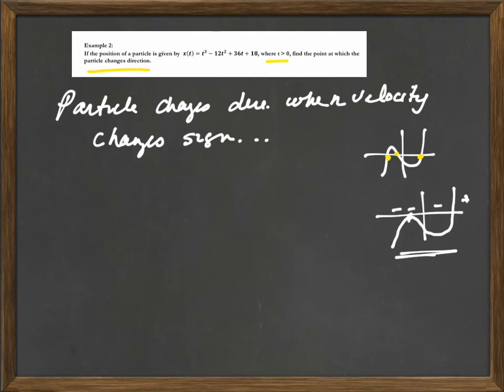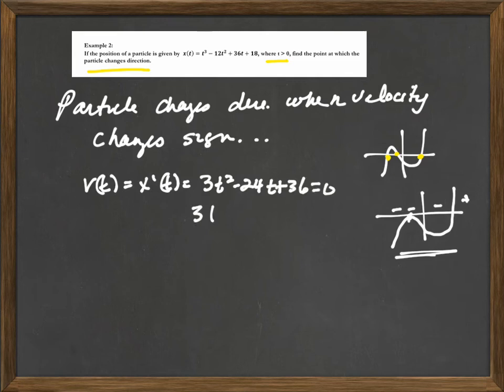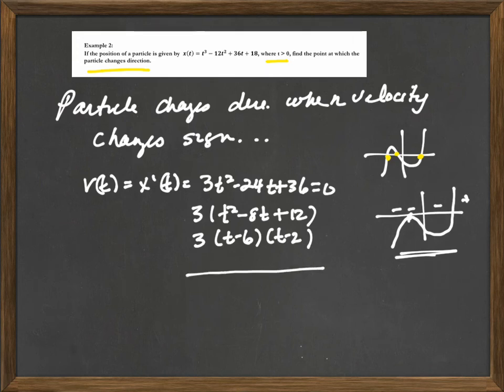For this one, you take the velocity, so you would say v of t is equal to x prime of t, which is equal to 3t squared minus 24t plus 36. You set that equal to 0. Let's factor out a 3, t squared minus 8t plus 12. Don't forget your baby algebra. And you get 3 times t minus 6 and t minus 2.